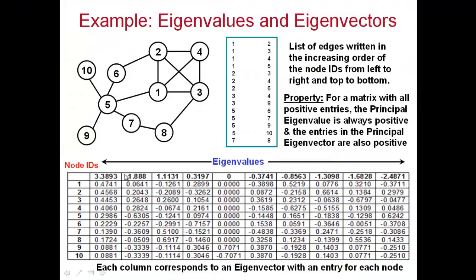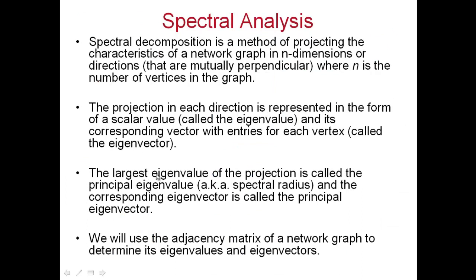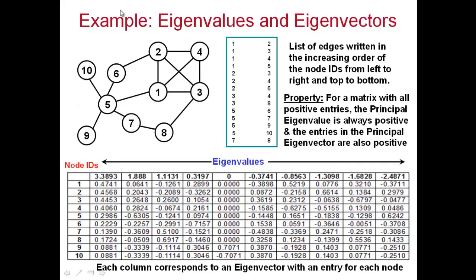But we typically use only the largest eigenvalue and the eigenvector associated with it. If you go back to the definition, the largest eigenvalue is called the principal eigenvalue. It's also called the spectral radius of the graph. For this given graph, the largest eigenvalue is 3.3893. That's called the principal eigenvalue, and it's also called the spectral radius of the graph. The eigenvector corresponding to the principal eigenvalue is called the principal eigenvector of that graph.